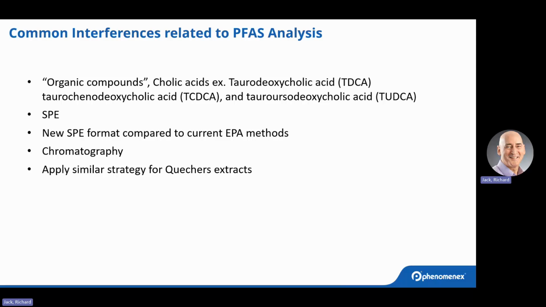In the short time I have today, I'm only going to talk about a few common interferences related to PFAS analysis, and these are the organic compounds, the family of cholic acids or bile salts, such as TDCA and these other ones shown here. I'm going to talk about two approaches we're using in combination to mitigate these interferences specifically. And then briefly I'll talk about a new format to make the flow through, especially for high throughput labs, a lot easier, and how we're going to apply this for food matrices.